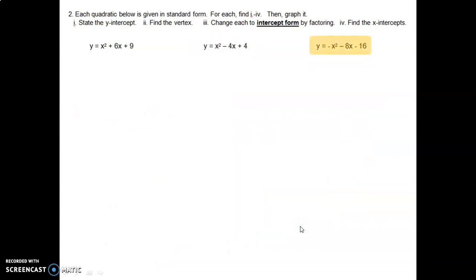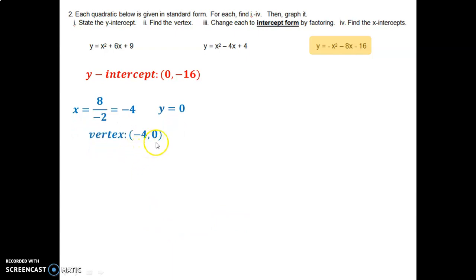Last one, try this one. Is this a perfect square? Maybe we see a pattern here. Okay, in this case, here's our y-intercept. Using negative b over 2a, we can solve that to get our vertex at negative 4, 0.